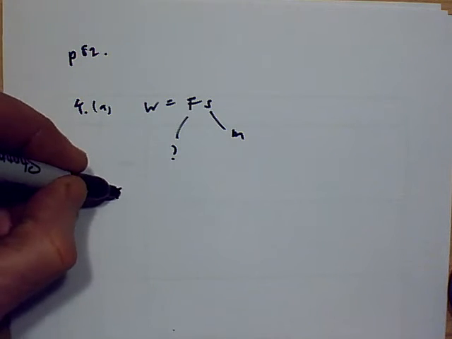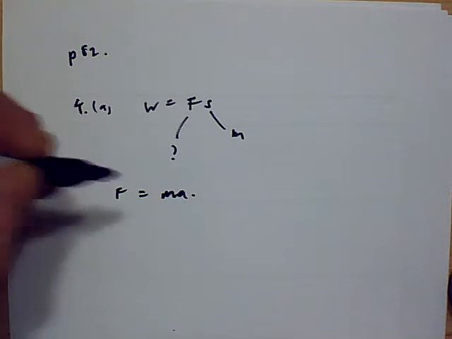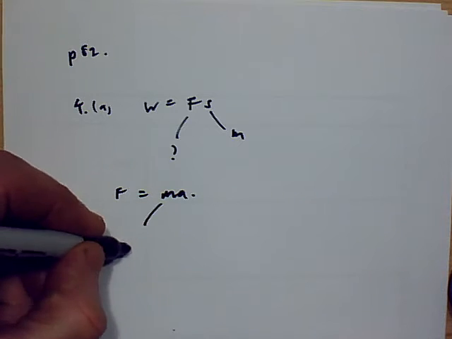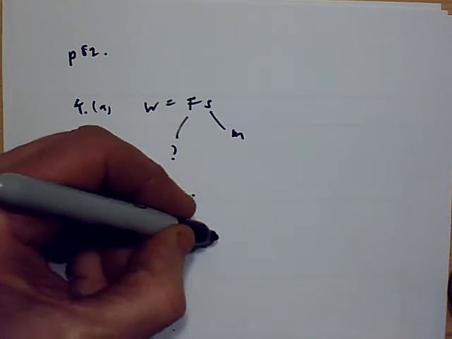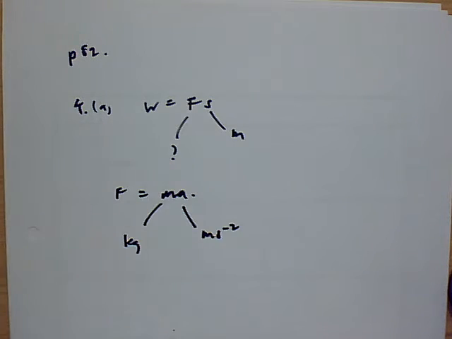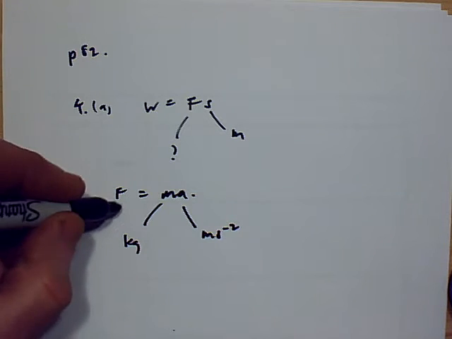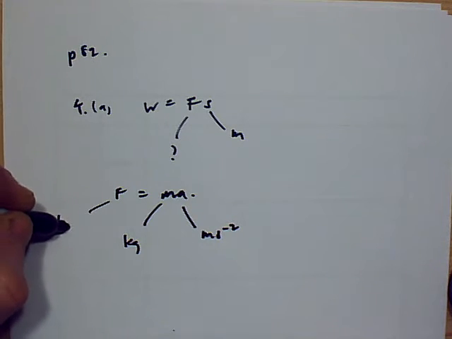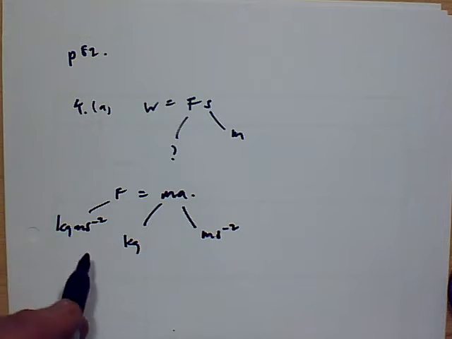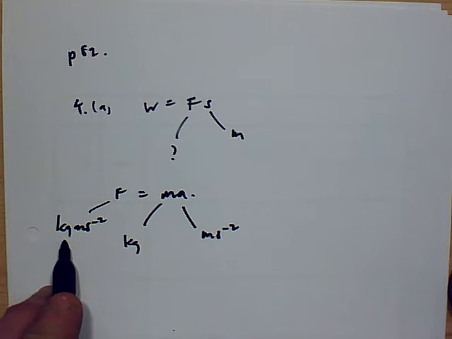Let's go to a second equation for that one. Force is mass times acceleration. The base unit of mass is kilograms. The base unit of acceleration is meters seconds minus 2. Putting those together, the base units for force are kg m s^-2. So we now know the base units of force.